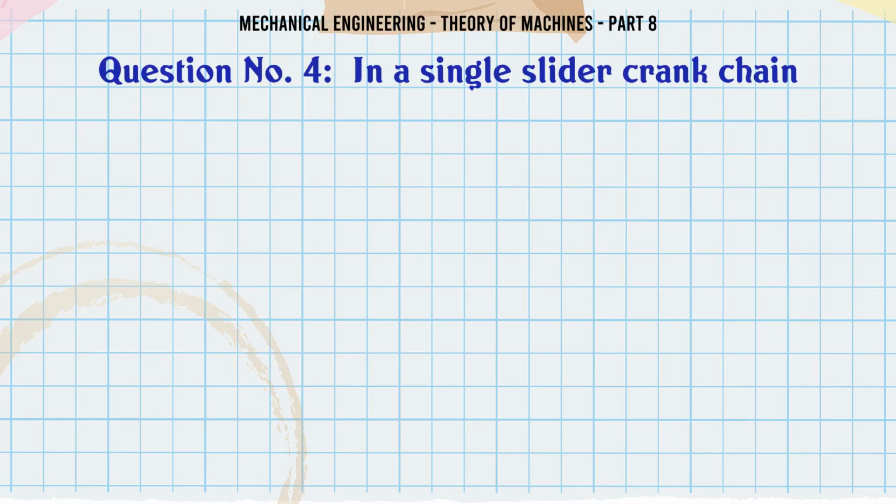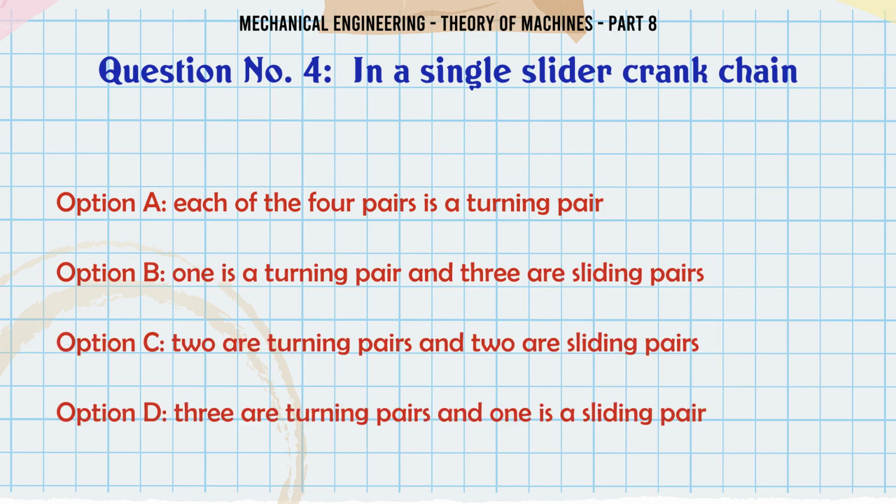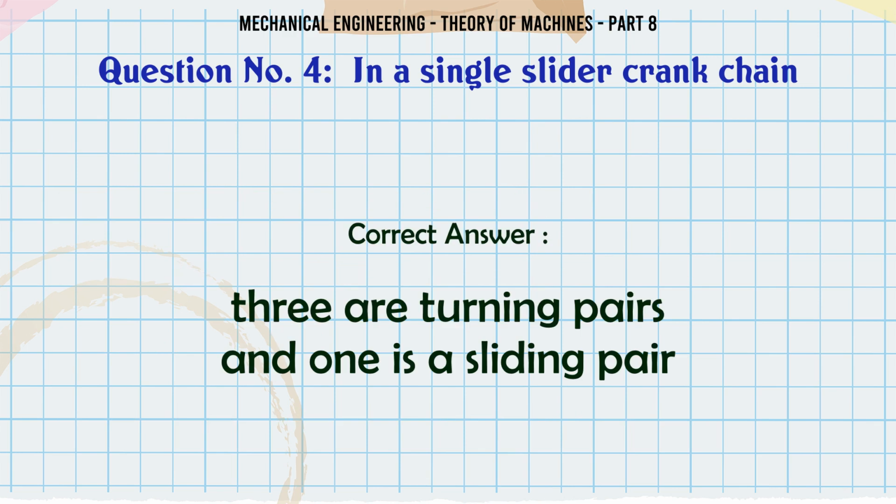In a single slider crank chain, A. Each of the four pairs is a turning pair. B. 1 is a turning pair and 3 are sliding pairs. C. 2 are turning pairs and 2 are sliding pairs. D. 3 are turning pairs and 1 is a sliding pair. The correct answer is 3 are turning pairs and 1 is a sliding pair.